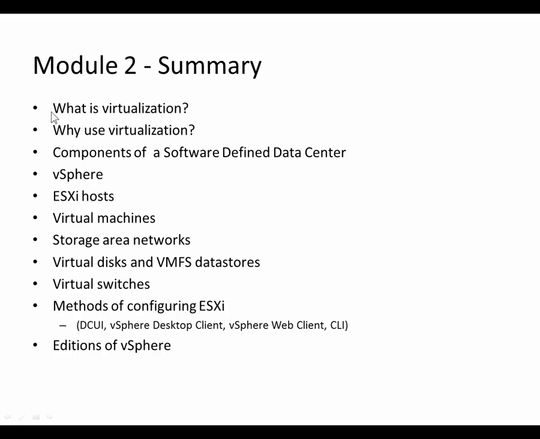In summary, in this section, we discussed what is virtualization, why use virtualization, and what are the components of the software-defined data center. We looked at vSphere, at ESXi hosts, and at virtual machines. We looked at storage area networks, at virtual disks and VMFS data stores. We looked at virtual switches, and we saw that there are 4 methods of configuring the ESXi host: direct console user interface, the desktop client, the vSphere web client, and the command line interface. And lastly, we discussed the different editions of vSphere.